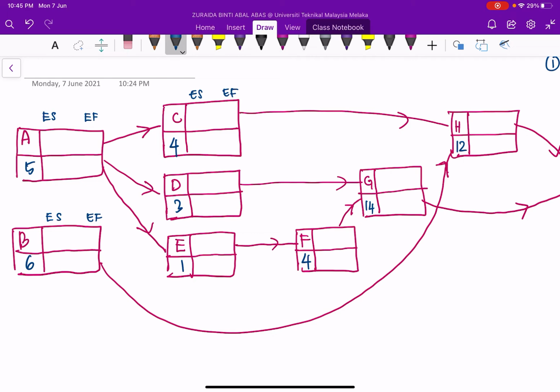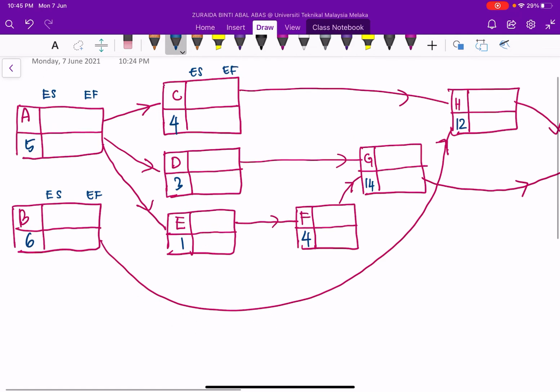Coming back here, A and B start with 0 because they are the first activities to be started. The earliest finish time is the earliest start time plus duration T. So here, 0 plus 5, you get 5. And 0 plus 6, you get 6.